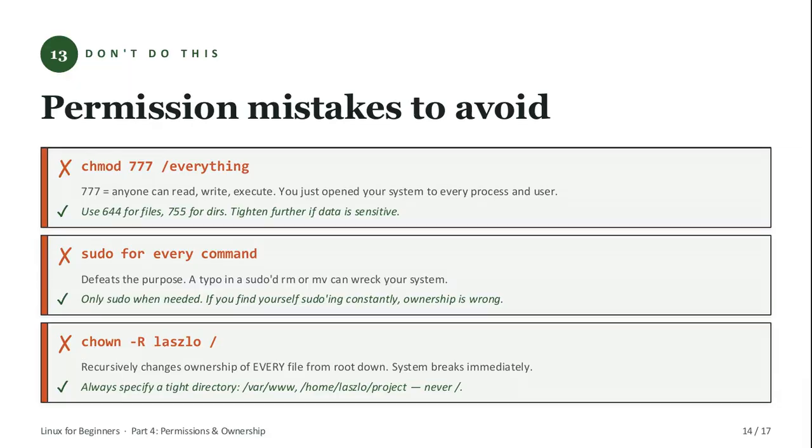Now before we move on, let's talk about 3 mistakes that bite almost every beginner. First, chmod 777 on anything. That's not fixing permissions, that's removing them. Stick with 644 for files and 755 for directories. Second, reaching for sudo on every command. One typo with rm and you've got a very bad afternoon. And third, chown -R on the root directory. That one sentence can brick a working system in seconds. Always scope your changes to a specific path you actually own.